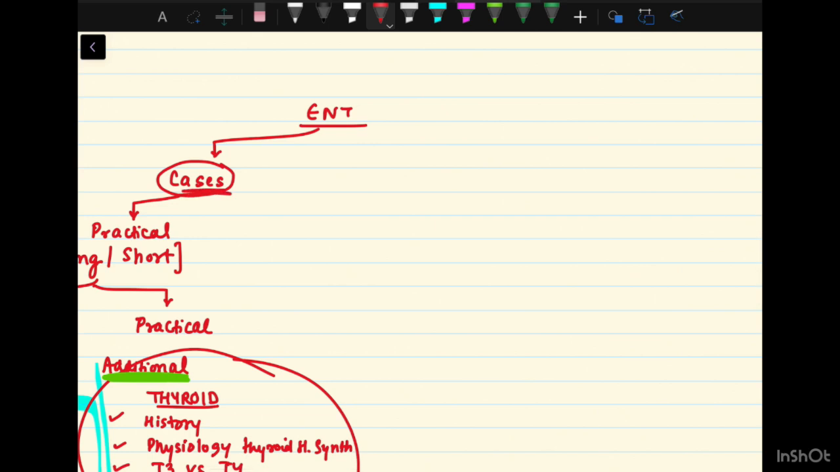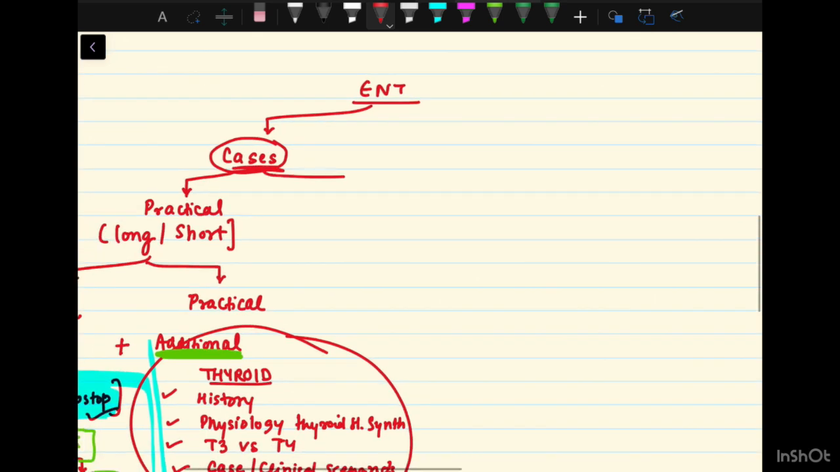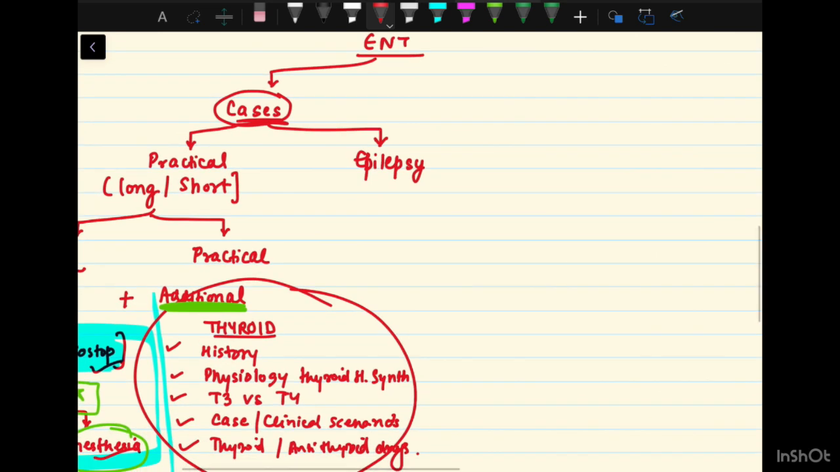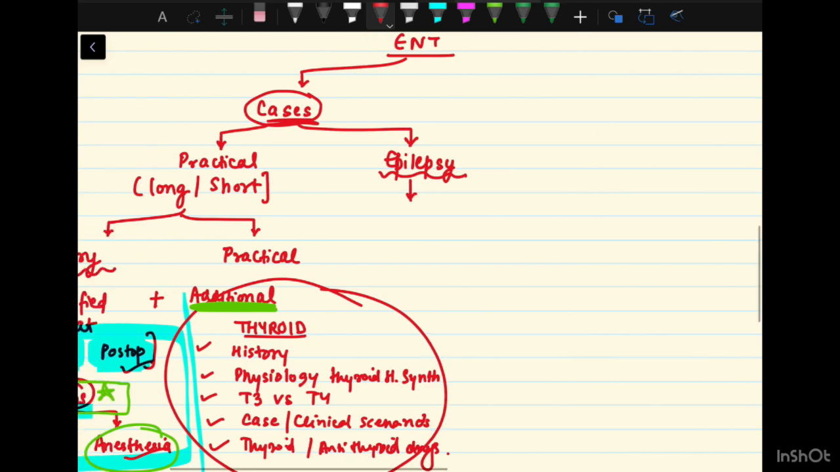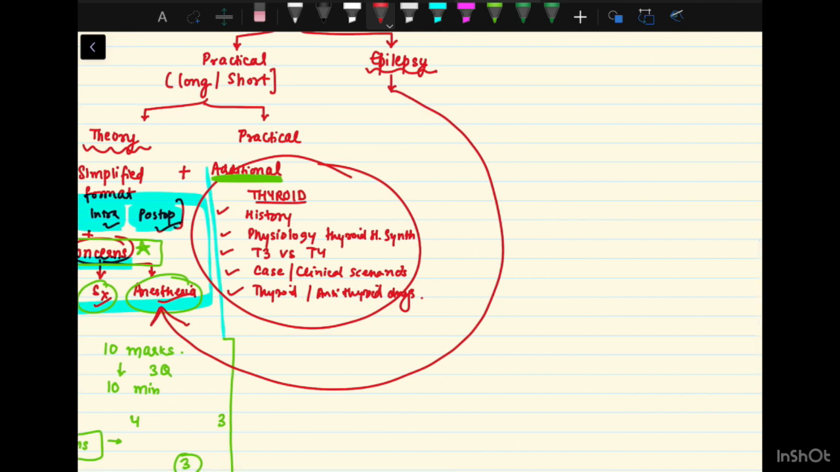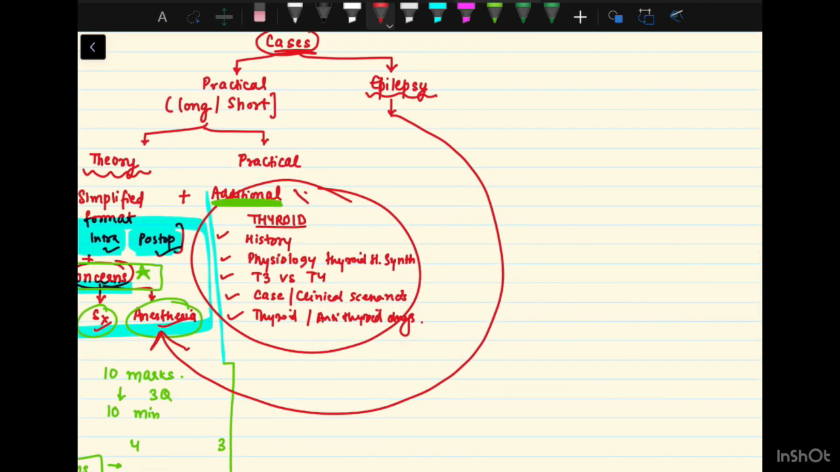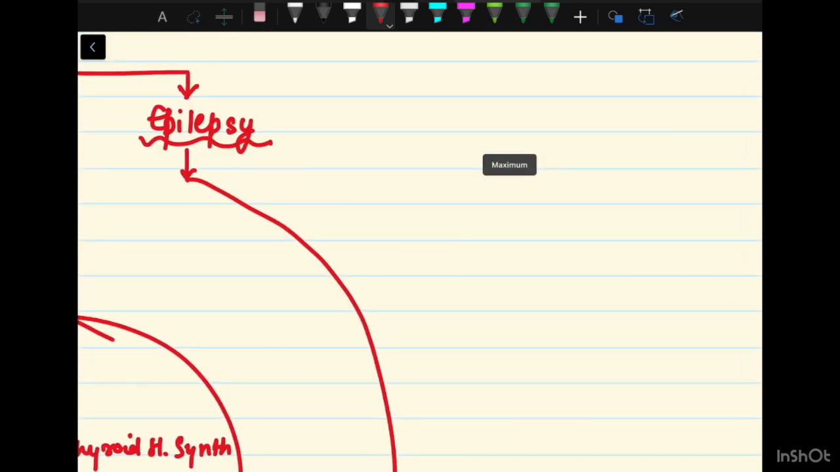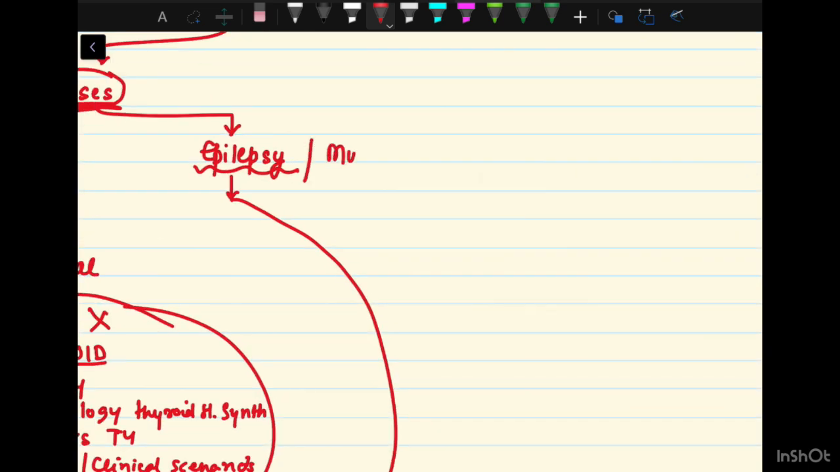Now you have other types of cases which are not a part of your practical exam. For example, if you see the previous year questions, there will be a question on epilepsy in your CNS unit. Now, epilepsy is usually not a long or short case in your practical exam, but a theory question is asked. So for that, you just have to follow the same sequence. And the additional knowledge which is given in the books, you need not remember that.